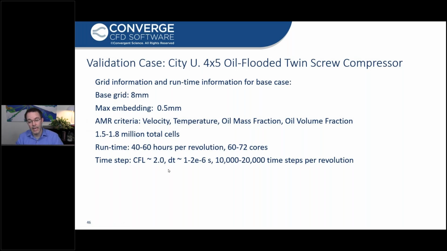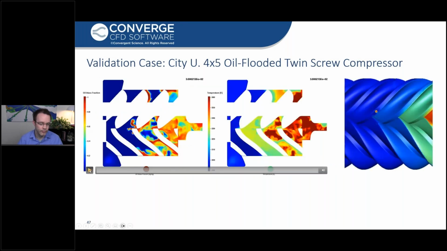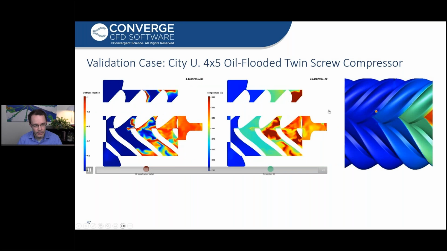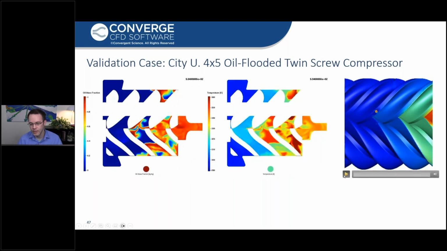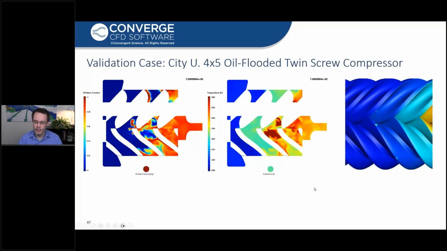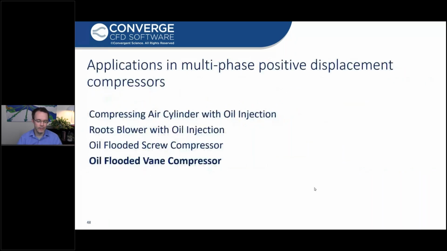Because of the multi-phase aspect of the model, we are restricted to relatively small time steps, typically requiring about 10,000 to 20,000 time steps per revolution of the rotor, which took somewhere between 40 and 60 hours of computational time. Some of the key outputs, like the oil mass fraction and the pressure on the rotors, can be seen below. And at least qualitatively, it's very similar to what we saw in those other simpler test cases.